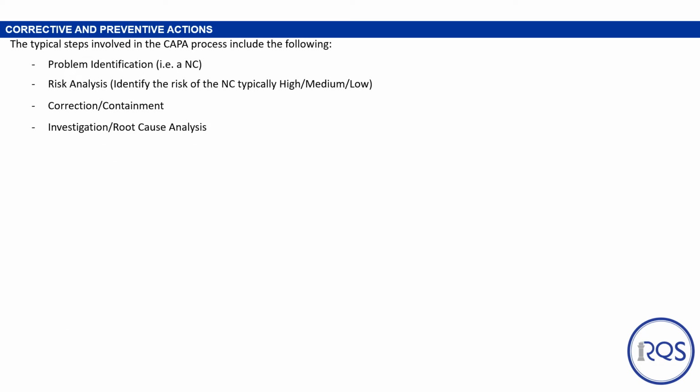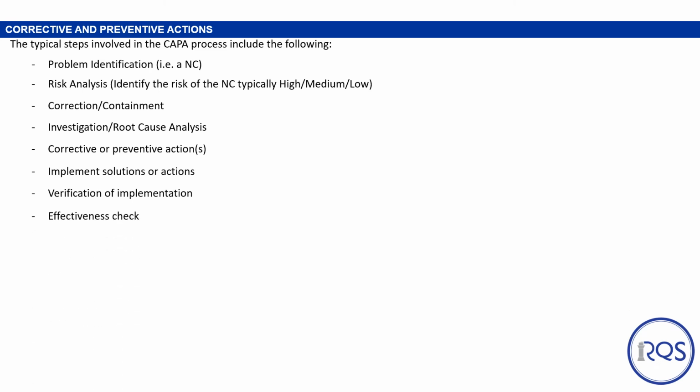Next, we have investigation and root cause analysis, identification of corrective and preventive actions, implementation of solutions or actions, verification of implementation, and then effectiveness check. Once corrective actions have been implemented, recheck the entire process. Products should be checked thoroughly over a specified period of time. If the nonconformance is not repeated, it indicates that the corrective action has worked. Finally, we have approval and closure.